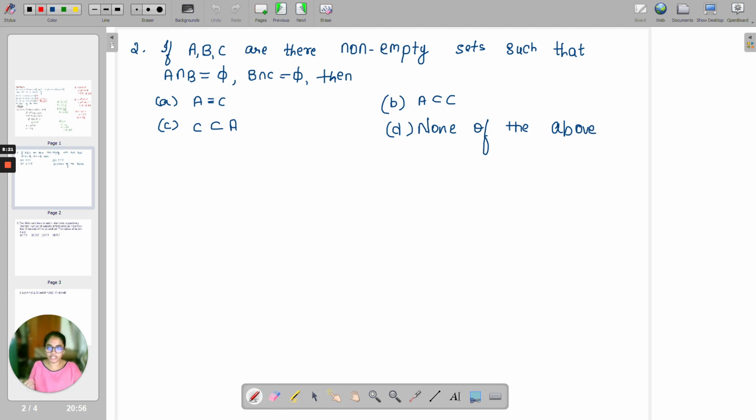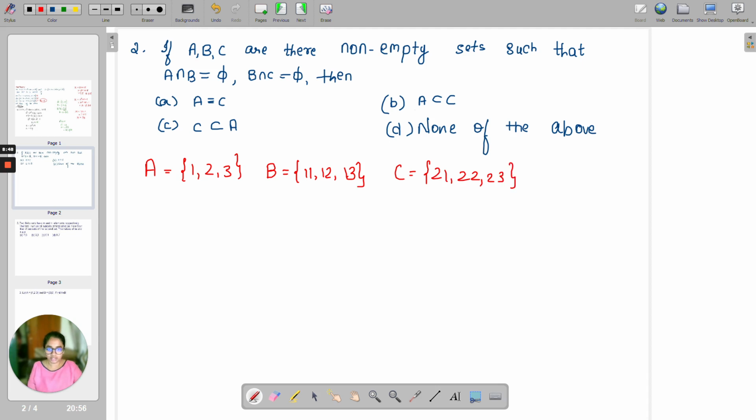For example, let me take sets like these. Let me say A is equal to {1, 2, 3}, B is equal to {11, 12, 13}, and C is equal to {21, 22, 23}.